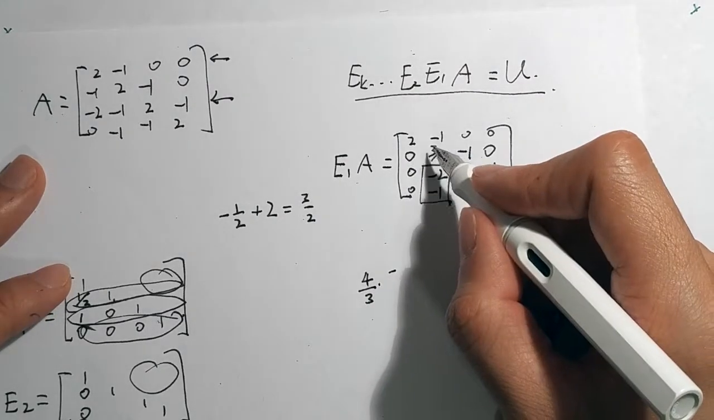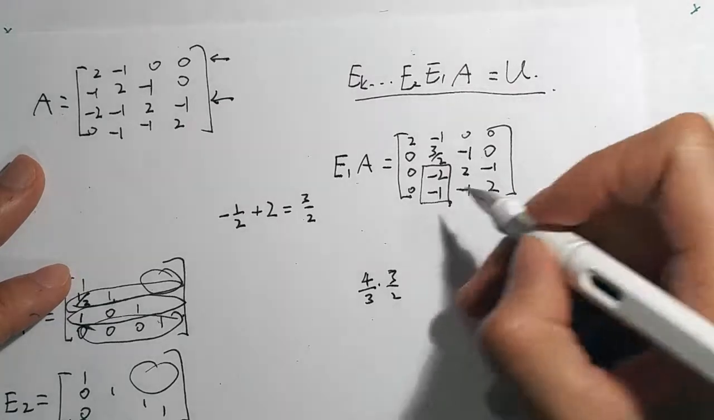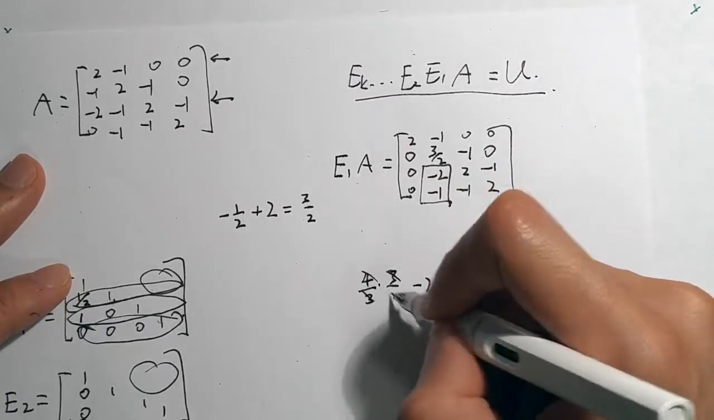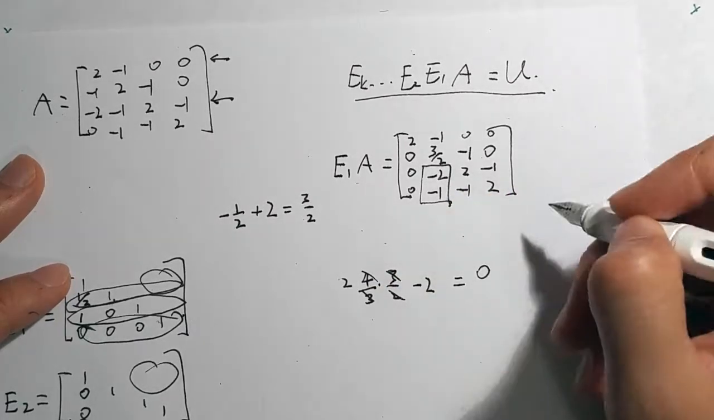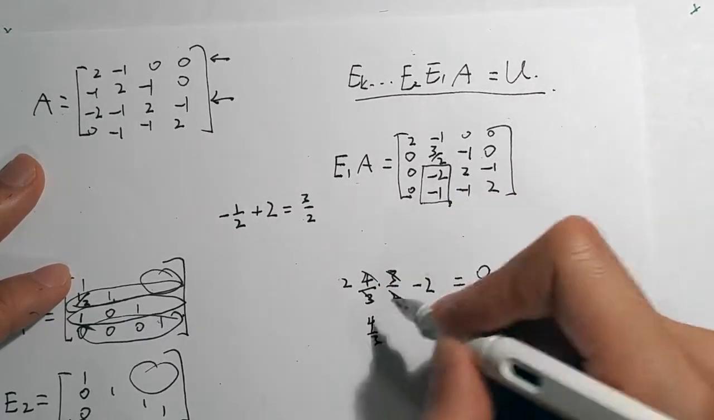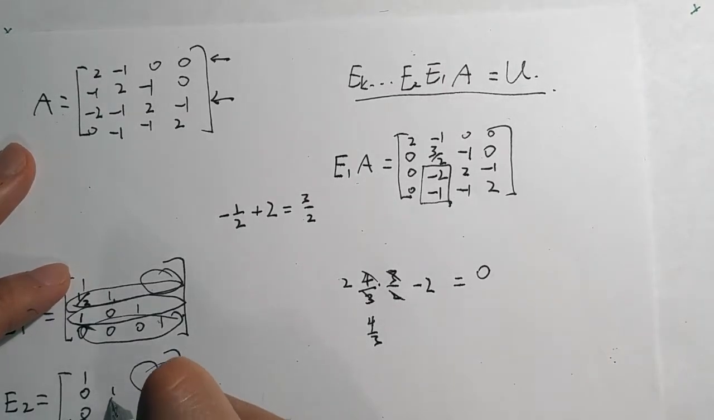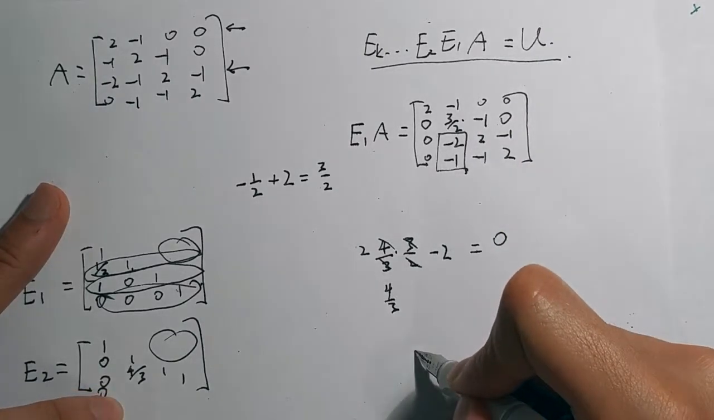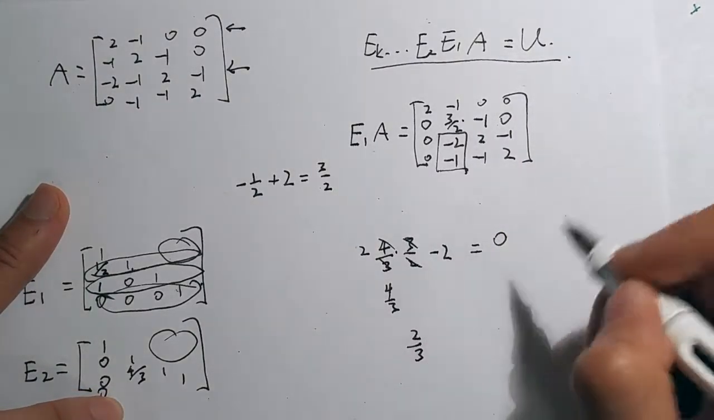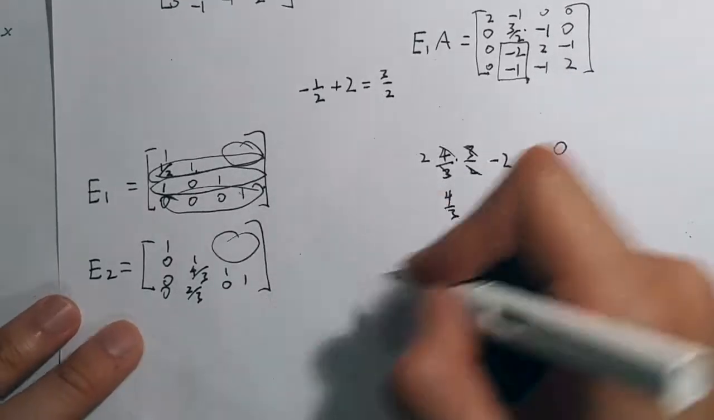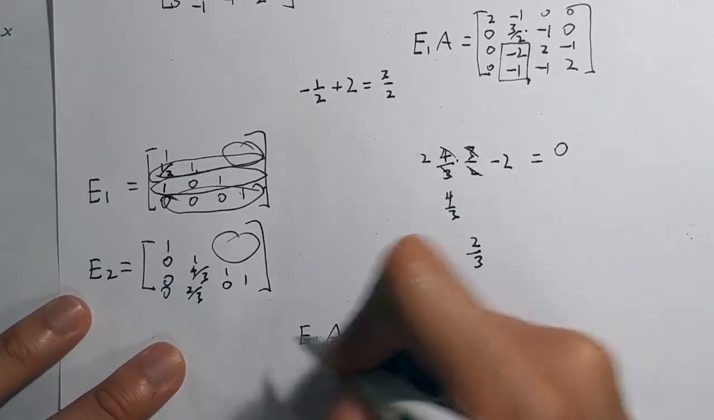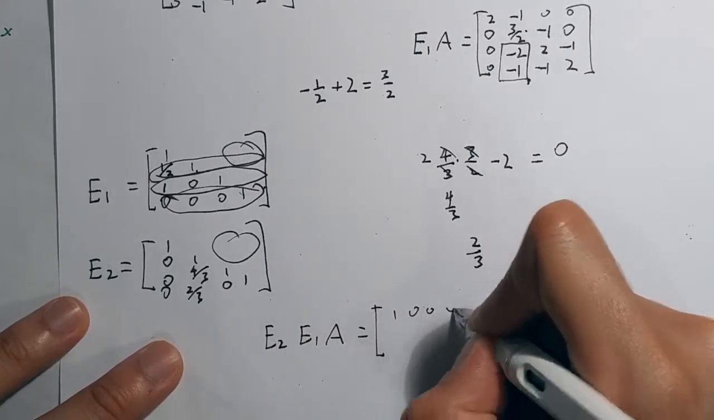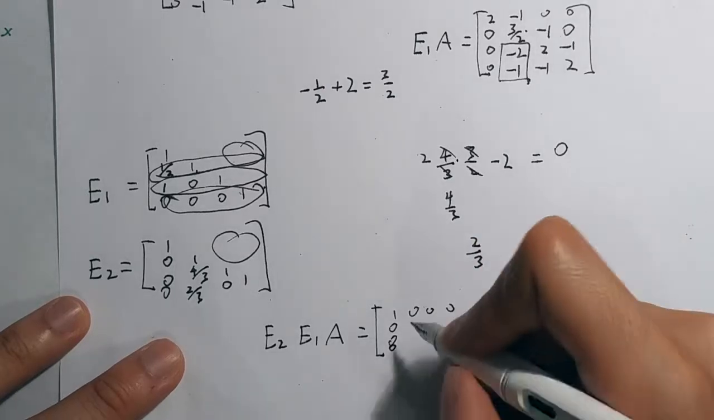If I multiply 3/2 by 4/3 and then add that to this row, then this eliminates the 2. This gives me a 0. So that's what I want. So the multiplier is 4/3. So we put that in here. Okay, how about for the last row? We want to multiply 2/3 and add that to the last row. So this is 2/3.